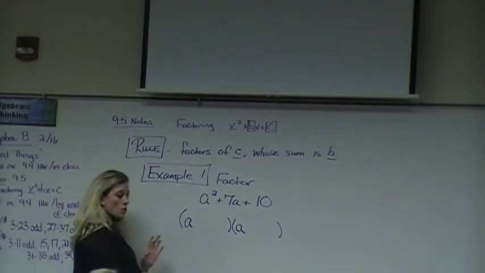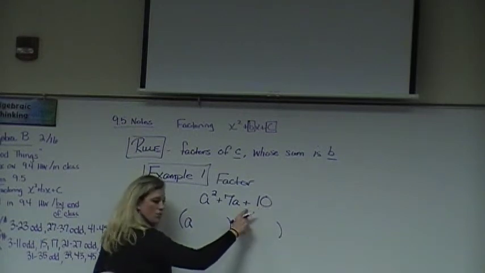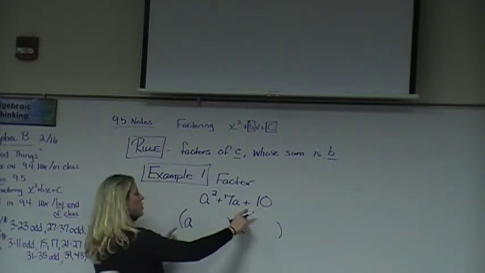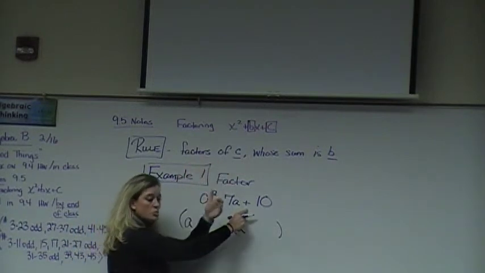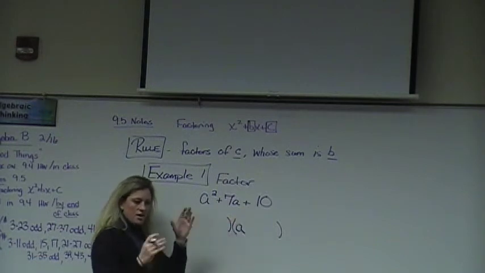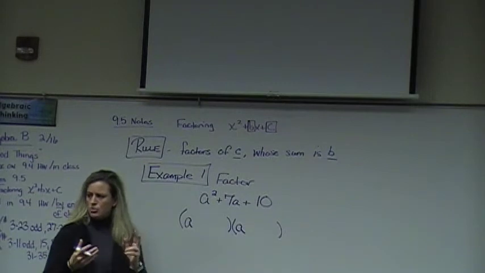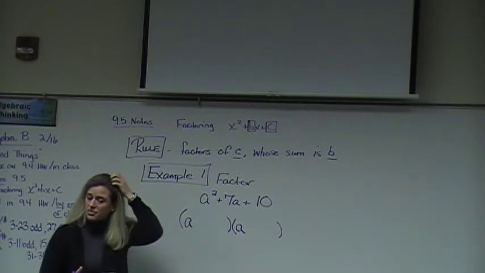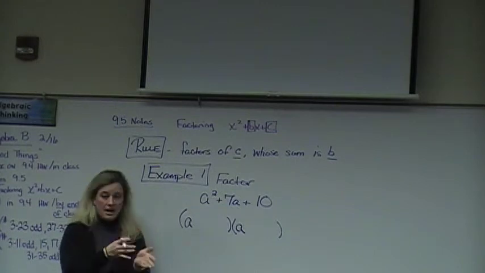Now, go to your last term, your c. What sign is my c? Positive or negative? If I go back up to my rule, am I coming up with factors of c, which means numbers multiplied that equal c? If c is positive, how do I get a positive when I multiply? What do the signs have to be to get a positive? Same, right? Either positive, positive, or negative, negative.